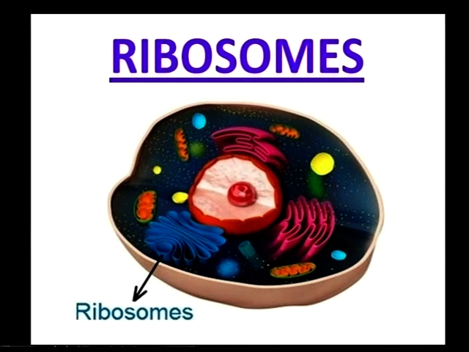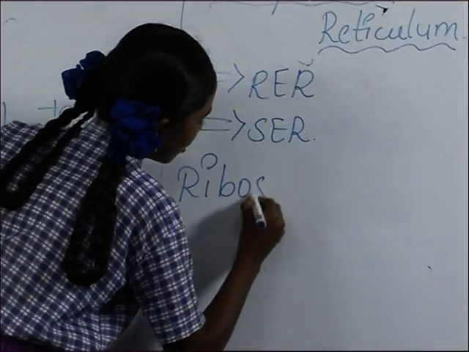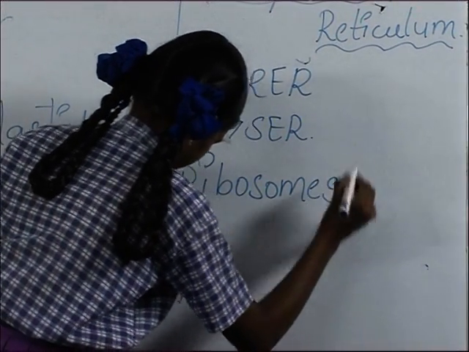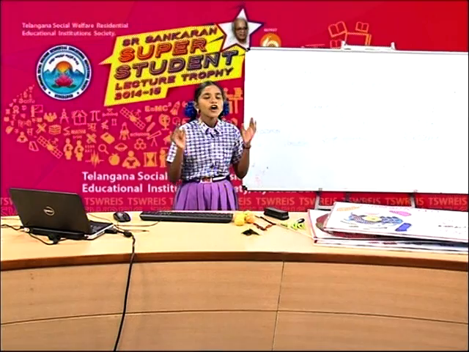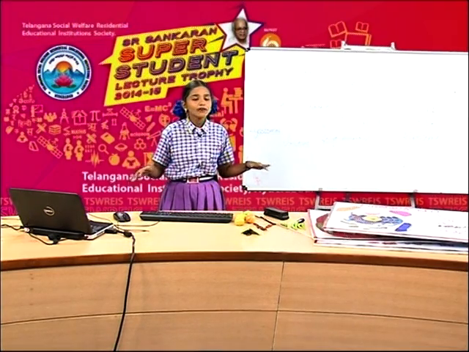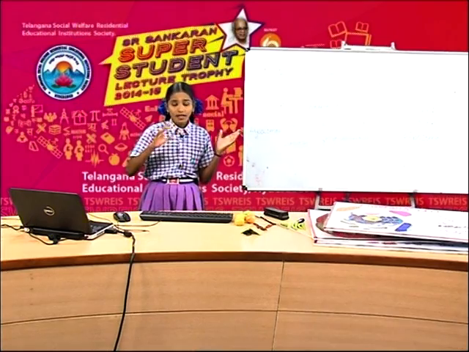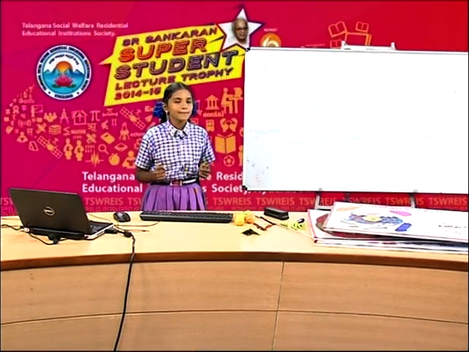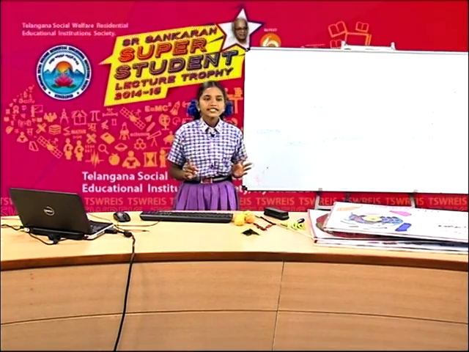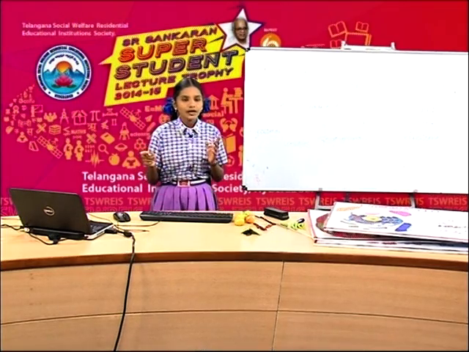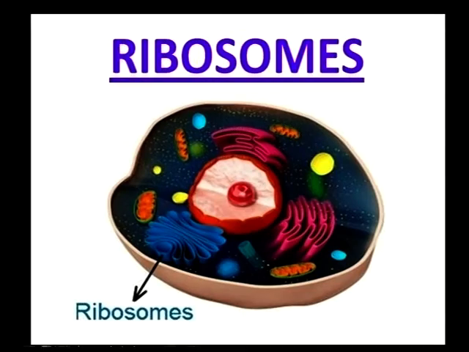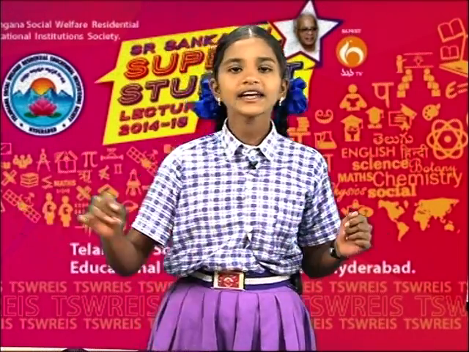Next, ribosomes. The small granule-like structures which are present on the surface of cytoplasm and also on the rough endoplasmic reticulum are called ribosomes. These ribosomes can be seen on rough endoplasmic reticulum. See the figure of ribosomes, how they are. Wow, what a beautiful figure is this. See here, these are ribosomes.